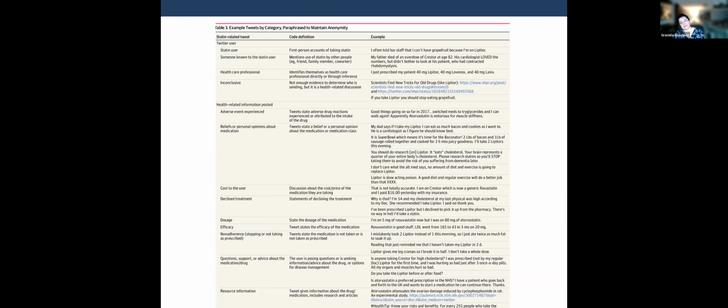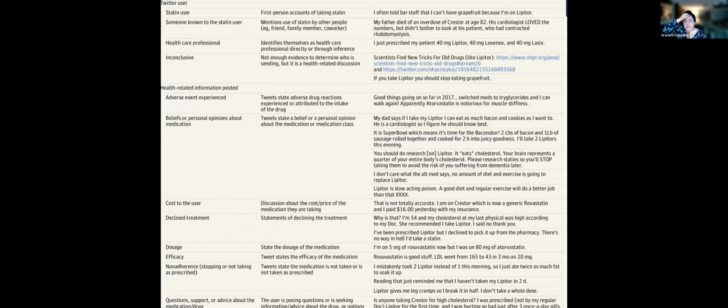An interesting finding on this one is that people express their beliefs and attitudes. Tweets that state a belief or a personal opinion about the medication or the medication class become very, very important because it's an insight into the user's mind. And sometimes these beliefs translate into behaviors that are not necessarily the behaviors that you want. For example, what we uncovered here that was not published before is this risk balancing approach to statins.